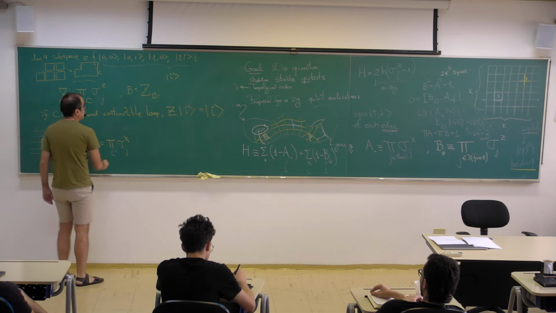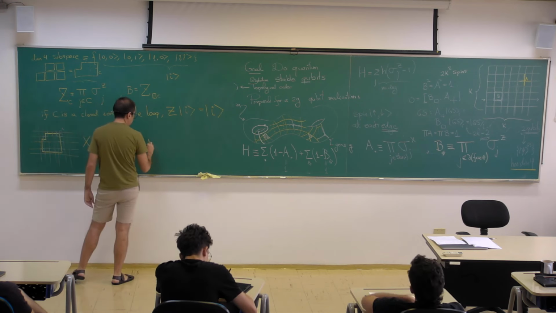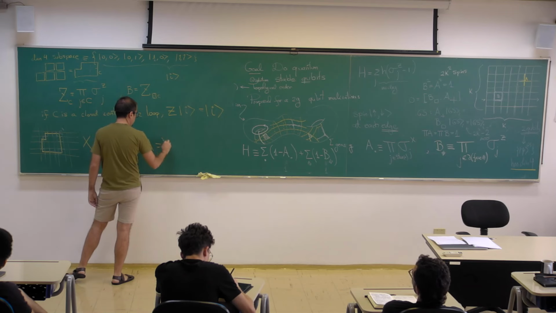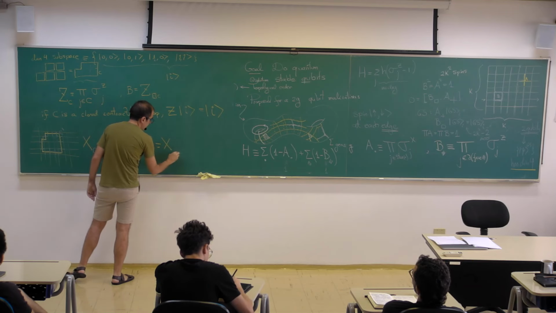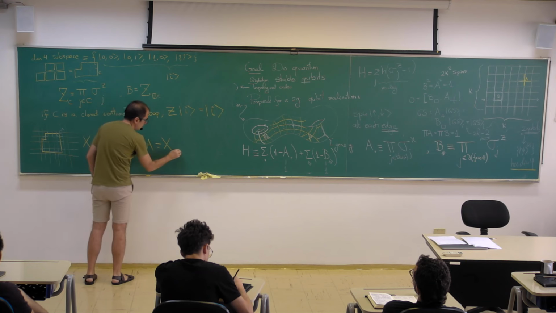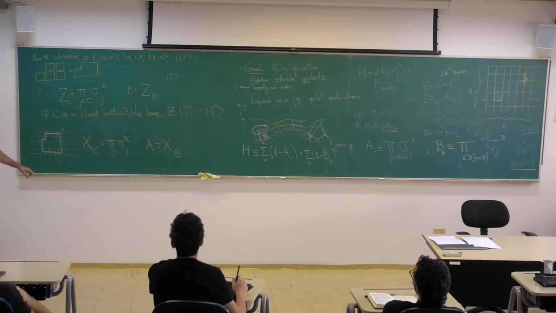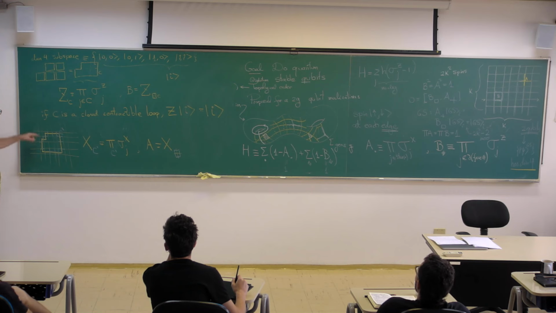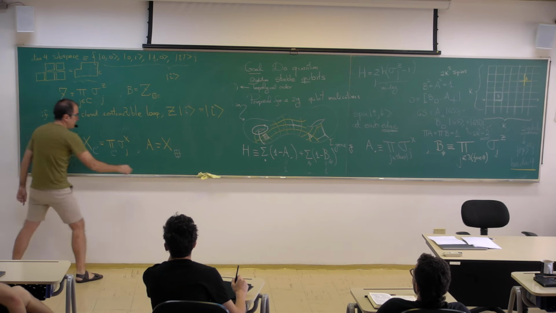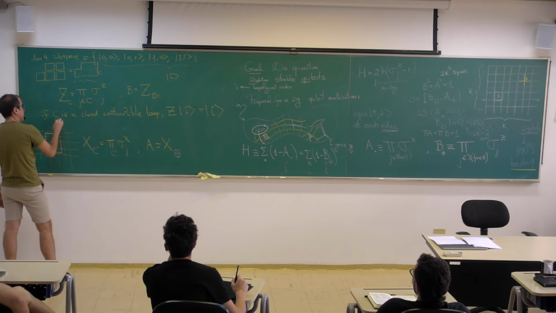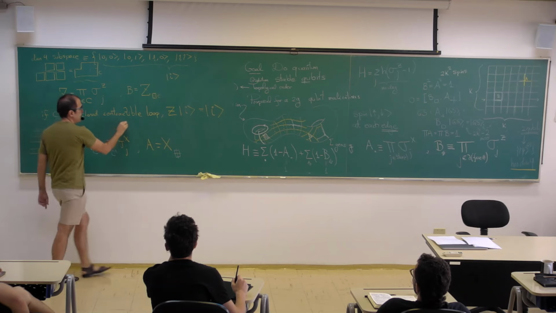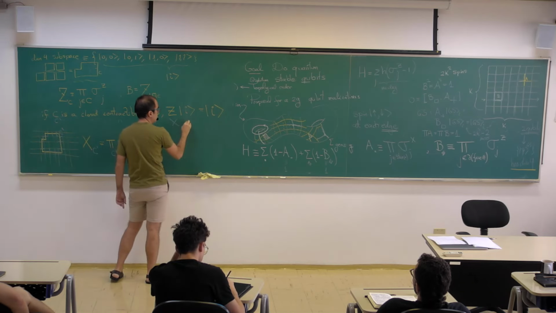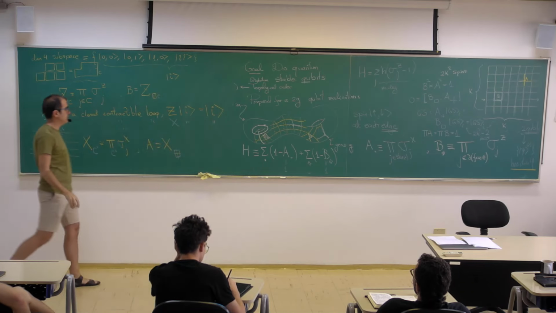And again, this operator, our operator A, is nothing but this operator X for the smallest possible such dual contour, which just goes around the cusp. It just goes around one of the vertices. Right? Then this is our operator A. And the same story, if C prime is a closed contractible loop, x on the state gives back the state.